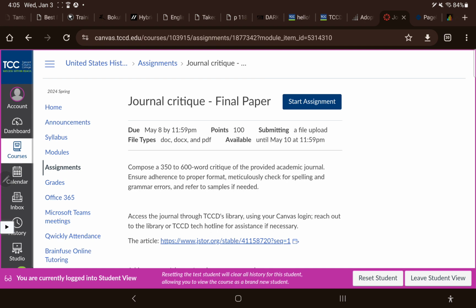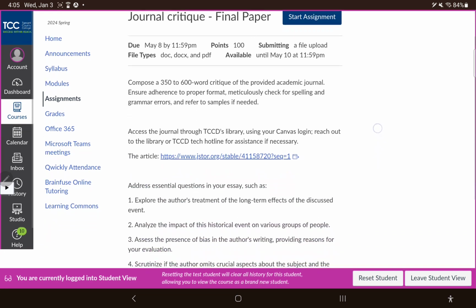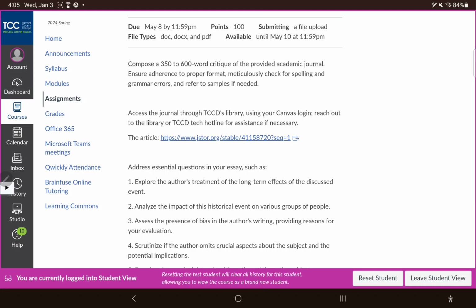350 to 600 word critique over an academic journal. Again, adhere to proper formatting and check for spelling, grammar, and all that. I do have some examples and guides for you on those things. So, again, just like the comparative analysis example, you want to follow that formatting. And I have those grammar guides and things along those lines. So, on to the article.